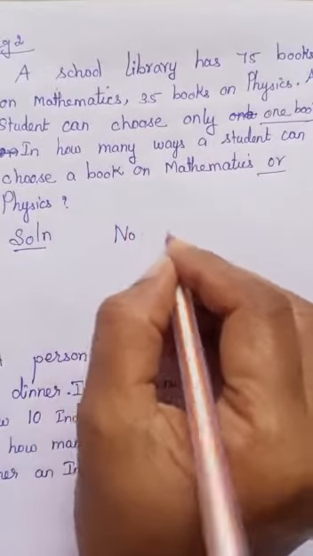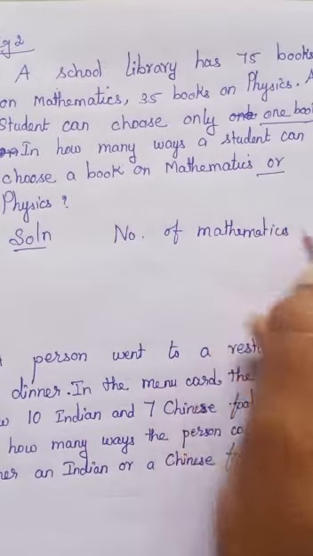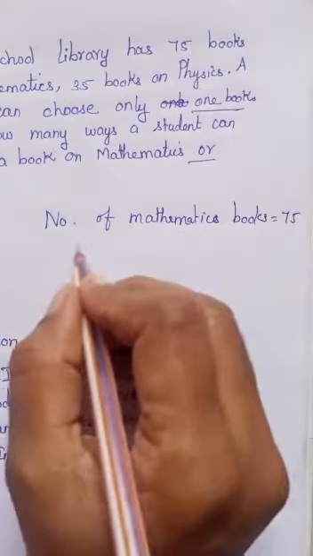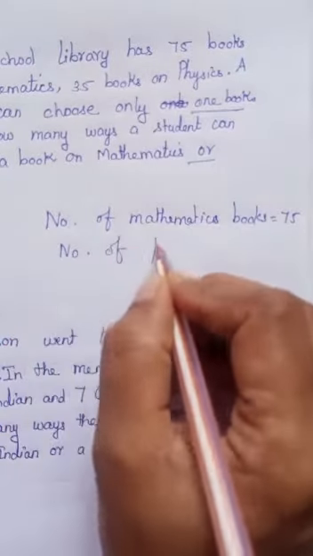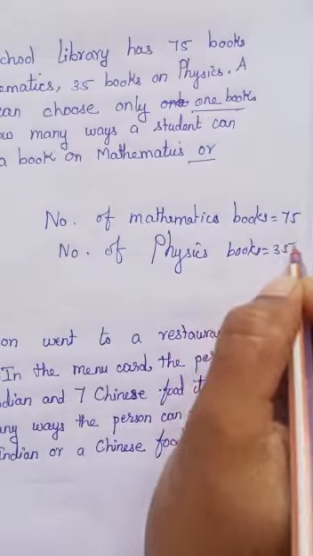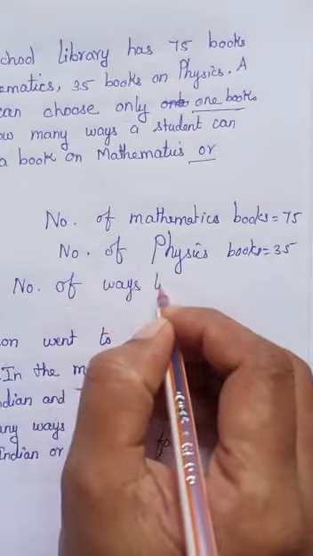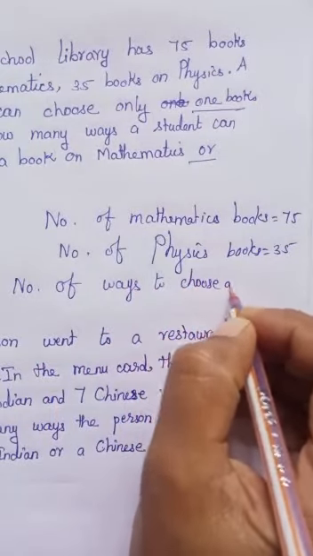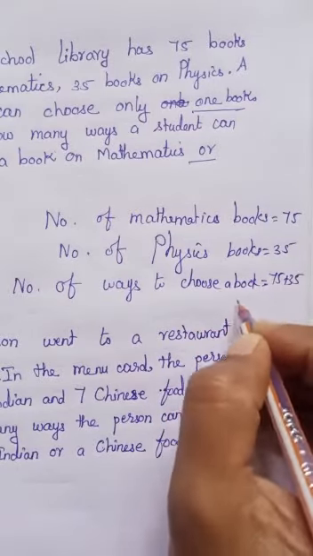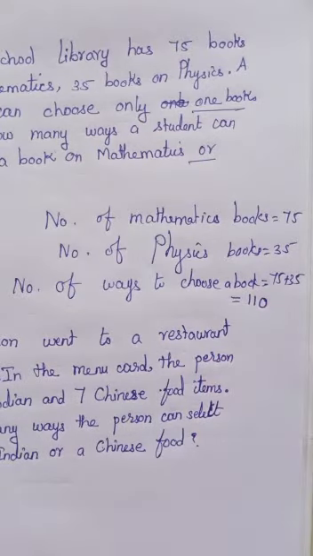So if we are writing the step, number of mathematics books, that's equal to 75. Then number of physics books equal to 35. Then number of ways to choose a book. It's simple, 75 plus 35. So total 110. It's simple, right?